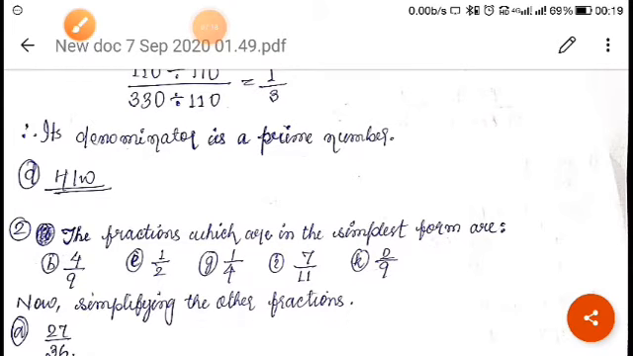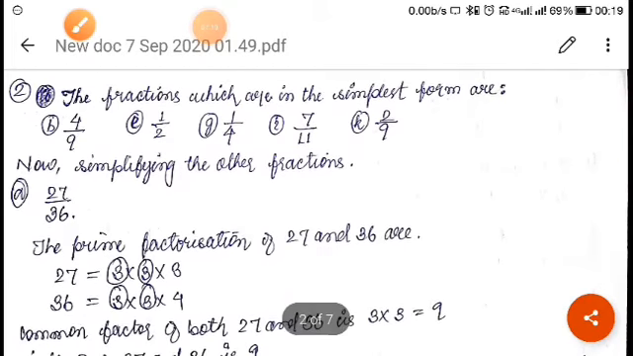Now next is question number 2. In question number 2, they have told us to circle the fractions which are in the simplest form, and simplify the other fractions. Means we have to identify, suppose 12 fractions are given here, which ones are already in the simplest form, and the ones which are not in the simplest form, we have to convert them into the simplest form, okay?